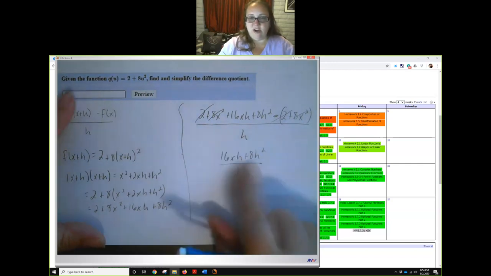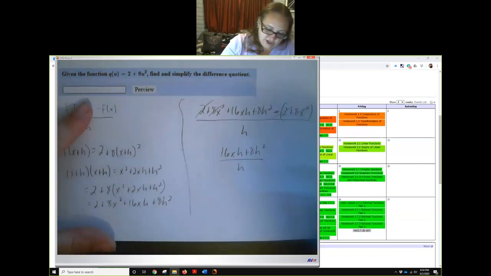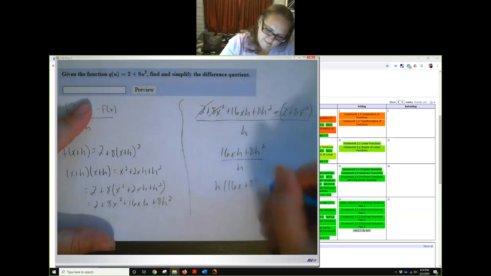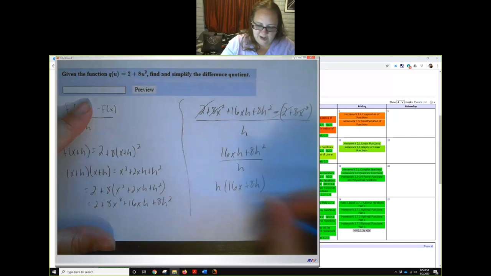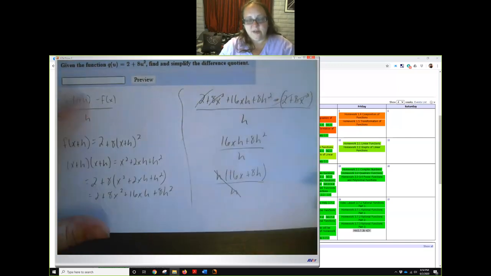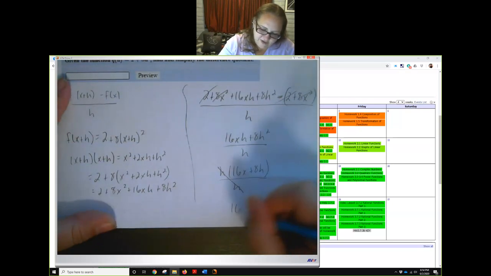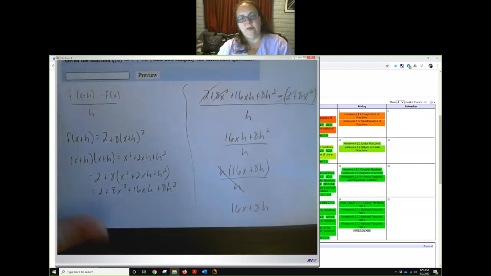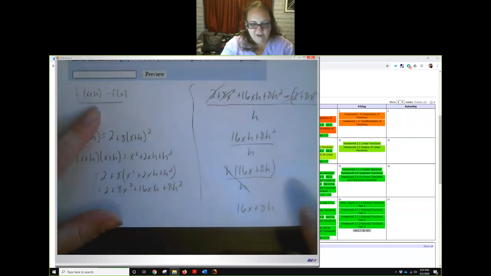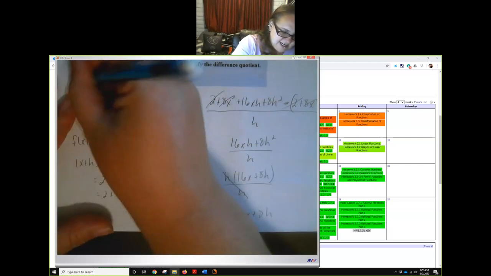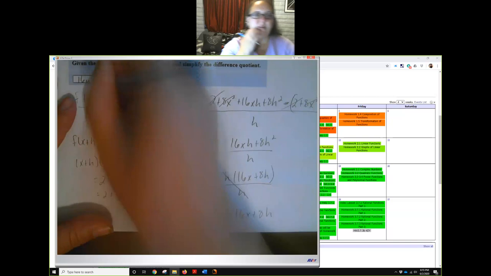Now, in the numerator here, I have a GCF of h, so I'm going to take that out, divided by h. These h's can cancel. And so then my difference quotient is 16x plus 8h. Keeping in mind when I write it back up here that the original function had a u, this is 16u plus 8h.